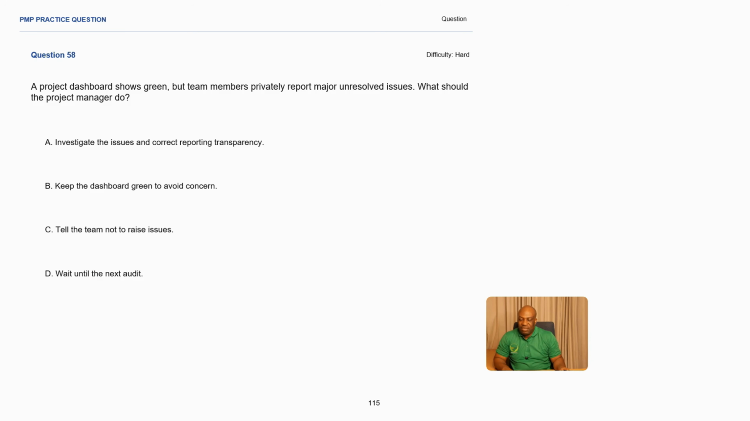Practice question number 58. A project dashboard shows green, but team members privately report major unresolved issues. What should the project manager do? Okay. So let us go through our problem statement. A project dashboard. So there's a dashboard which is being used to report the project progress. It's showing green, all right? But the team members privately report major unresolved issues, which means there's a mismatch between what is being reported and also the unresolved issues. What should the project manager do?